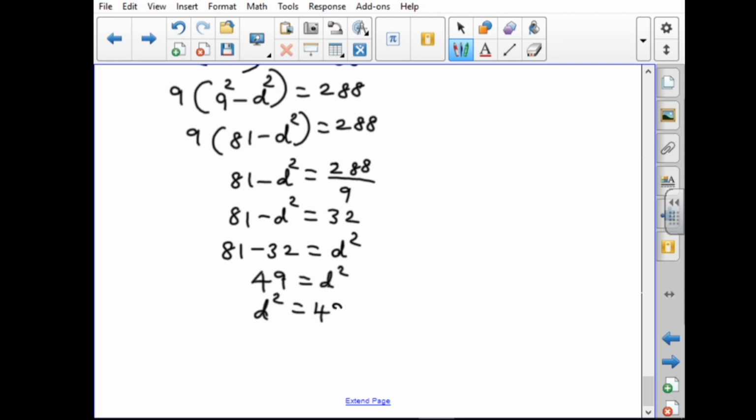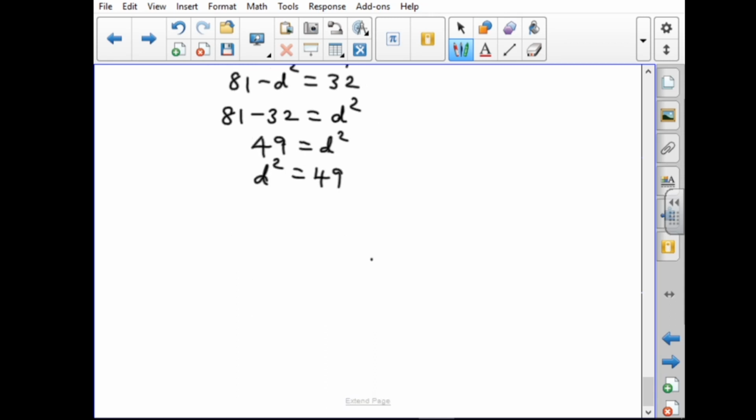d squared equal to 49. We have to take the square root on both sides, so we get d equal to plus or minus 7. Now we have got a equal to 1 value and d equal to 2 values, plus or minus 7. So first we take a equal to 9 and d equal to plus 7.